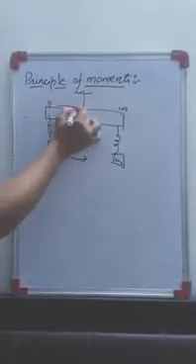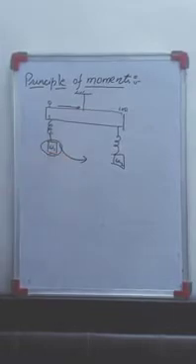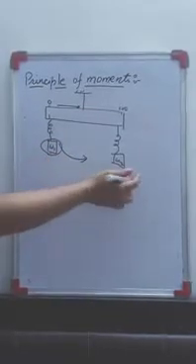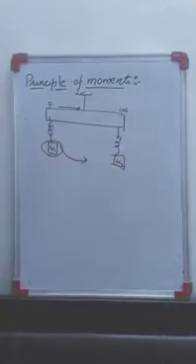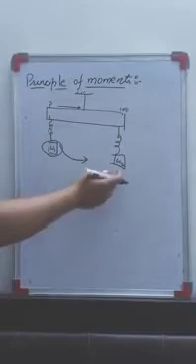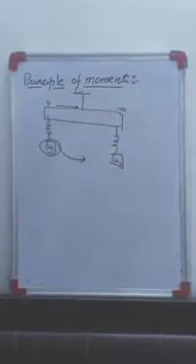If I know this distance and if I know the anti-clockwise movement, then for the system to be in equilibrium, the clockwise movement will be the same. Now if I know the weight, I can calculate the distance as well.